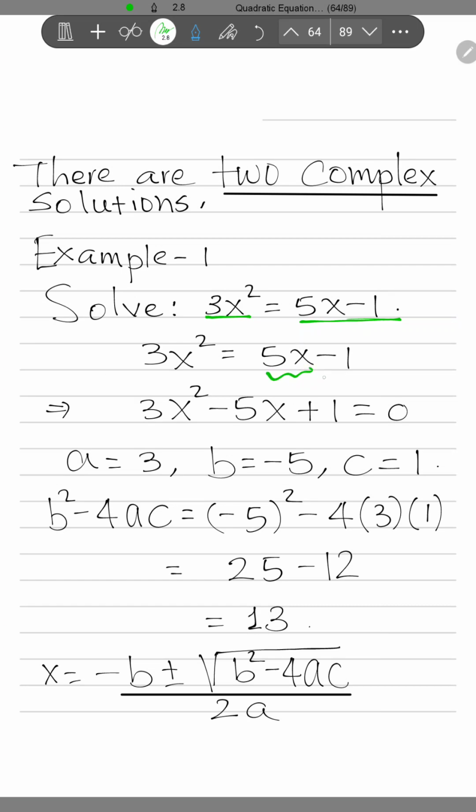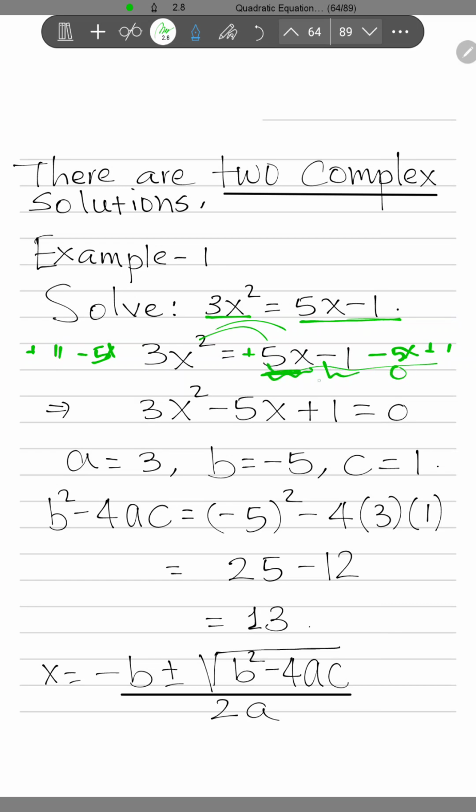This is 5x, and the other one is 1 or minus 1 to the other side of the equality sign to get the general form of a quadratic equation. That's the first thing we do. So when 5x is on the other side, we can move it by changing a plus sign to a minus, or simply, in the formal way, we add minus 5x to both sides, and we add a plus 1 to both sides.